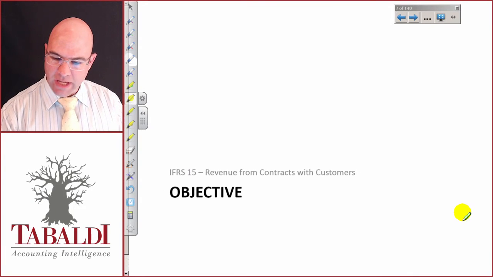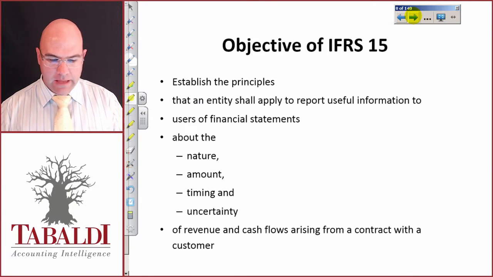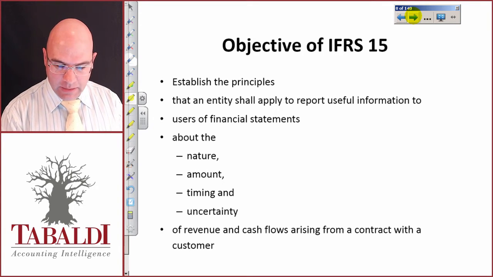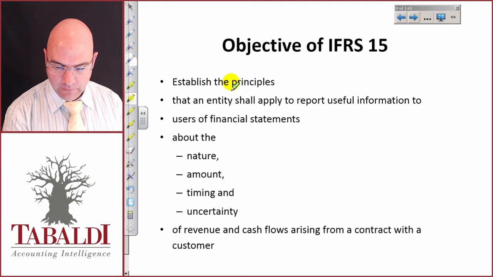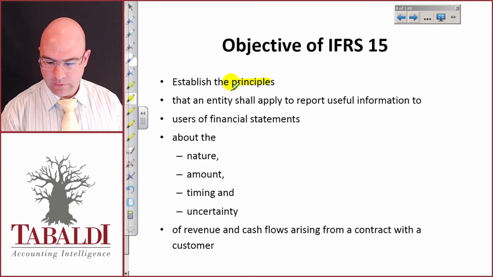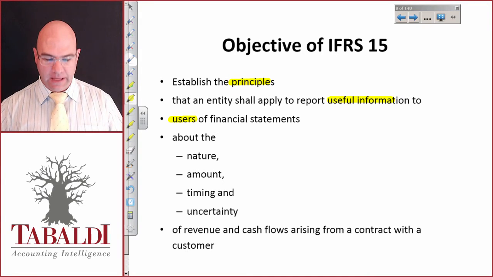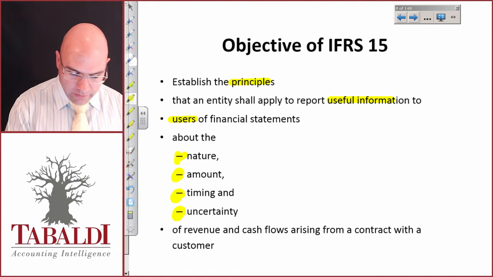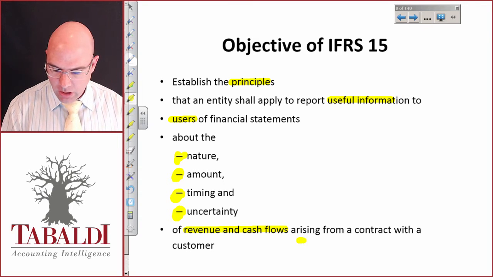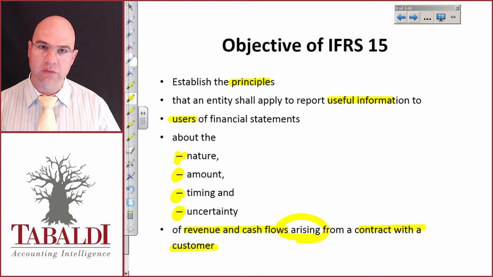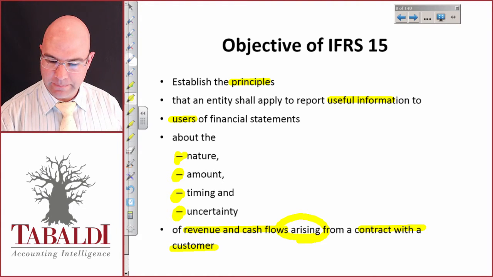Let's now have a look at the objective of IFRS 15. You'll see the objective of IFRS 15 is stated as aiming to establish the principles that an entity shall apply to report useful information to users of financial statements about the nature, amount, timing, and uncertainty of revenue and cash flows arising from a contract with a customer. Okay, so a contract with a customer is what will drive this.